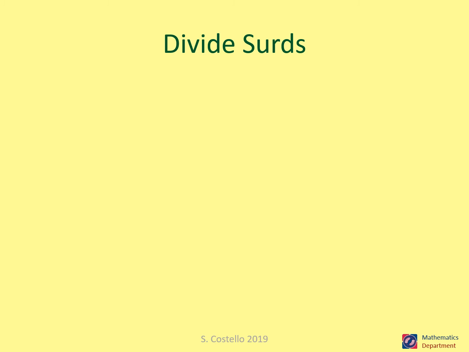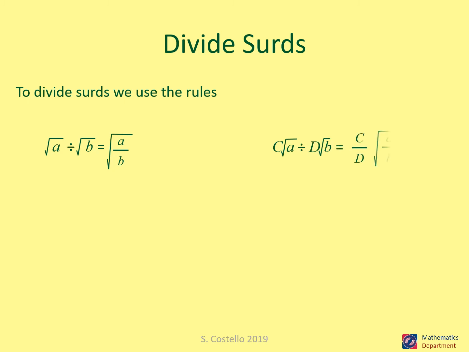Dividing surds. To divide surds, we use the rules. Root A divided by root B is the root of A over B, and C root A divided by D root B is C over D times root of A over B.